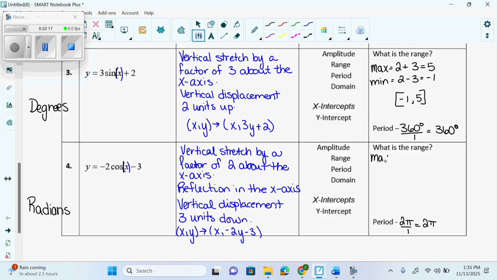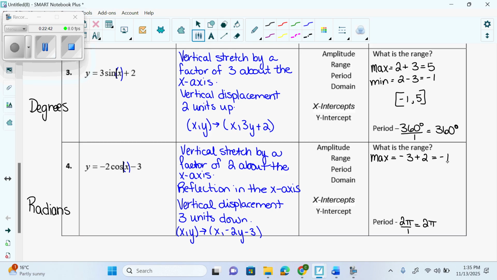The maximum equals D, which is negative 3, plus my amplitude. What's my amplitude? Close. 2. Because your amplitude is just your vertical stretch, correct? Your amplitude is the absolute value of A. So if your A is negative, your amplitude is still positive because it's the distance. It's 2. So I get negative 1.